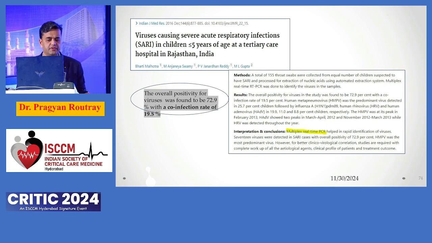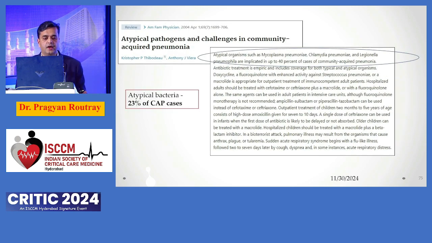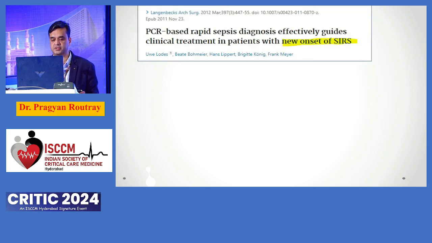Again, coming to virus infection causing SARI in children less than 5 years of age at a tertiary care hospital in Rajasthan, the overall positivity of virus was found to be 72.9% with a co-infection rate of 19.5%. Again, multiplex RT-PCR was the major breakthrough that could detect this infection and led to early treatment in a good way. Atypical pathogens are also very common in LRTI, as we know, like Mycoplasma, Chlamydia, Legionella, and believe it or not, multiplex PCR is very pertinent in detecting these infections as well, which are not very easily found in routine cultures.